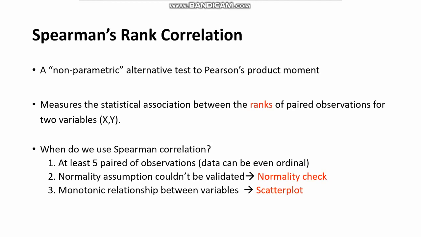We normally use a Spearman rank correlation when the normality assumption of both variables couldn't be validated. There are three important assumptions in a Spearman rank correlation. First of all, there should be at least 5 pairs of observations for the significance test. And there should be a monotonic relationship between two variables. A monotonic relationship means that as the value of one variable increases, the value of the other variable never decreases, or as the value of one variable decreases, the value of the other variable never increases.